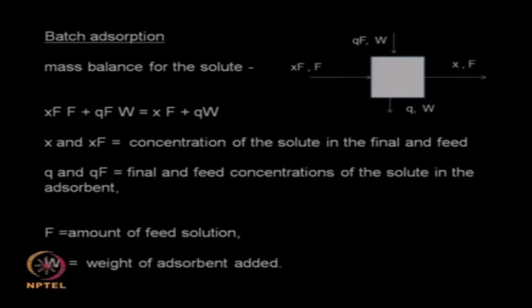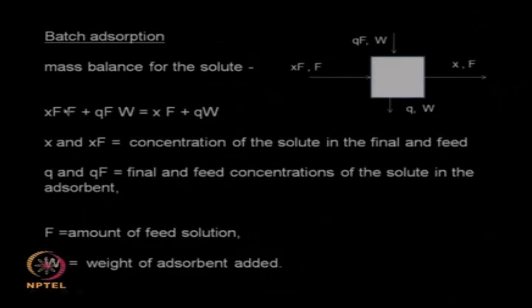Now there will be two streams leaving this particular stage. One stream is your broth which will have a reduced amount of the solute or the adsorbate, and the other one is your solid adsorbent which would have taken up quite a lot of the solute. So we need to do a mass balance of this particular stage. The amount of solute entering in this stream as well as in this stream, and the amount of solute leaving in this particular stream as well as in this particular stream. You need to just balance these 4 terms and that will give you a mass balance for the solute, which is given by this.